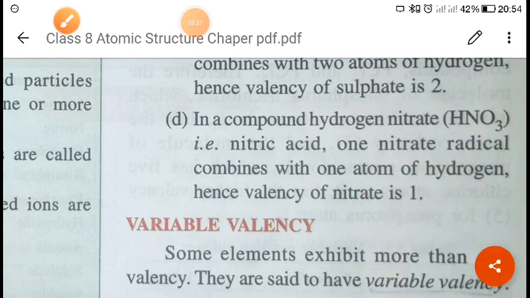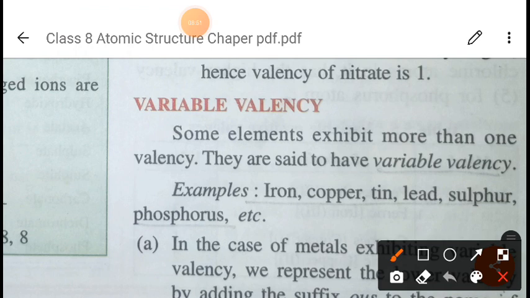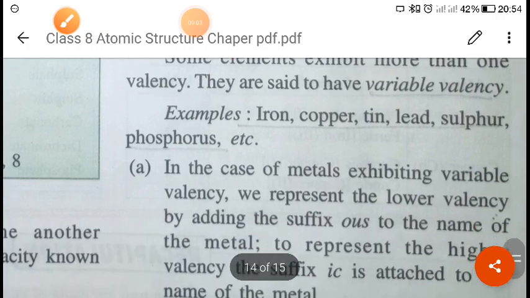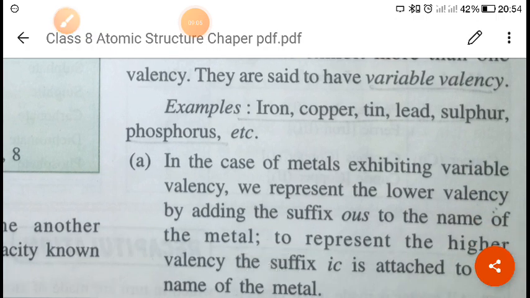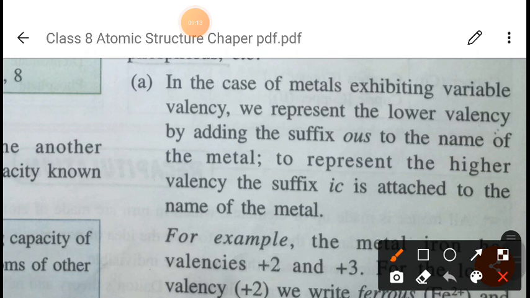So always remember that it is not fixed that the valency of a particular element or atom is fixed. There are some elements which have variable valencies. Elements like iron, tin, lead, sulfur and phosphorus have a variable valency, meaning their valency will change according to the compounds or molecules they are forming.